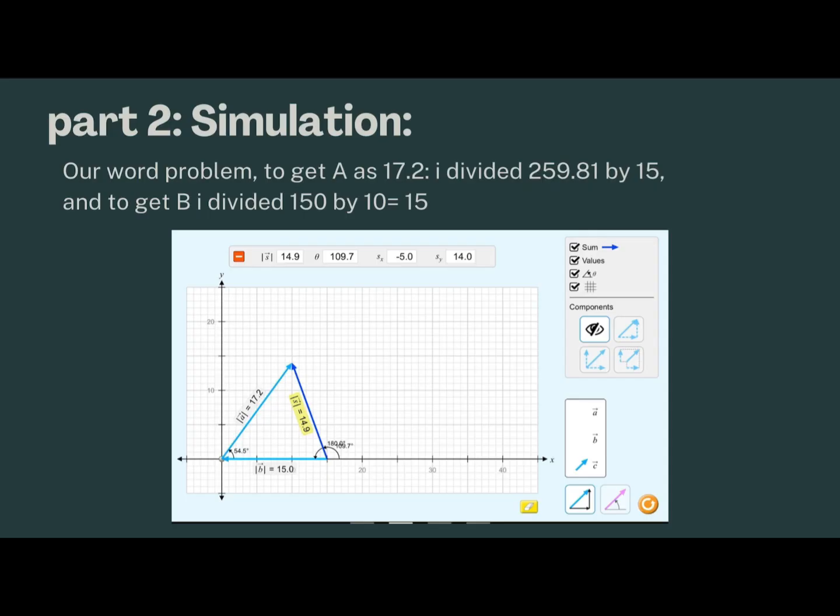Okay, now the second part, which is the simulation. So this graph is for our word problem. I got A as 17.2 because I divided 259 by 15, and I got B as 15 because I divided 150 by 10. I here have the sum turned on, which is 14.9. I have the values turned on, and I also have the angles showing.